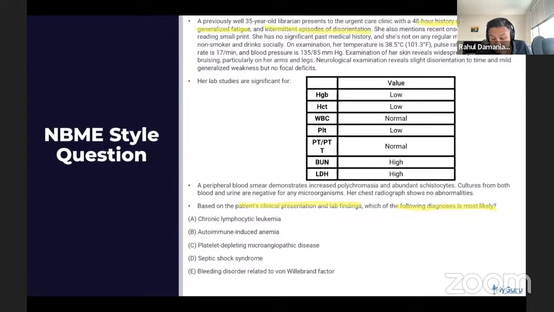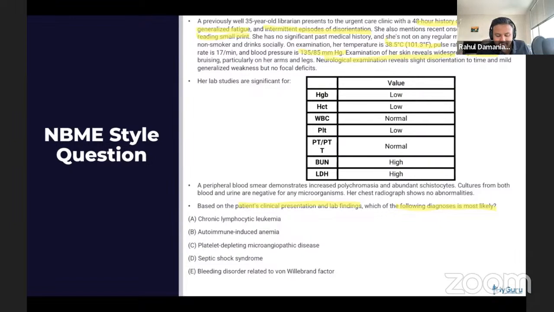She also mentions recent onset of difficulty in reading small print. She has no significant past medical history, and she's not on any regular medications. She is a non-smoker and drinks socially. On examination, she is febrile, pulse and respirations are fine, and blood pressure is a little bit hypertensive. Examination of her skin reveals widespread petechiae and bruising, particularly on her arms and legs. Neurological exam reveals slight disorientation to time and mild generalized weakness, but no focal deficits.